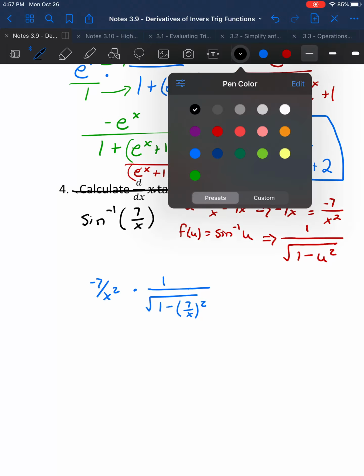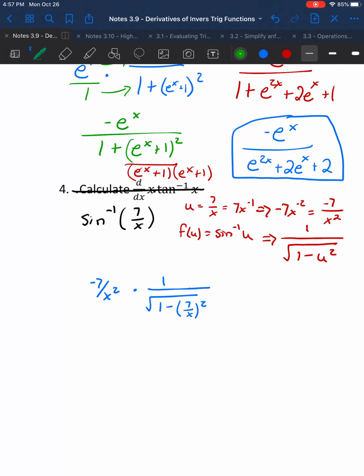Okay, now with these, there's a little bit more work involved because yes, I'm letting you leave roots in the denominator. However, we cannot leave fractions inside of roots in the denominator. So start with the easy part. Squaring. I've got 1 minus, that'd be 49 over x squared.